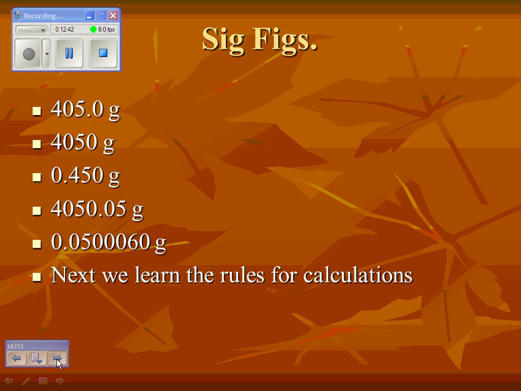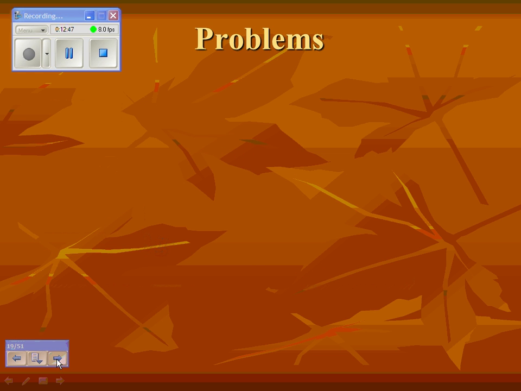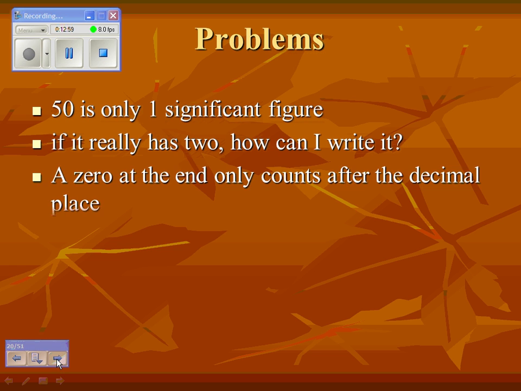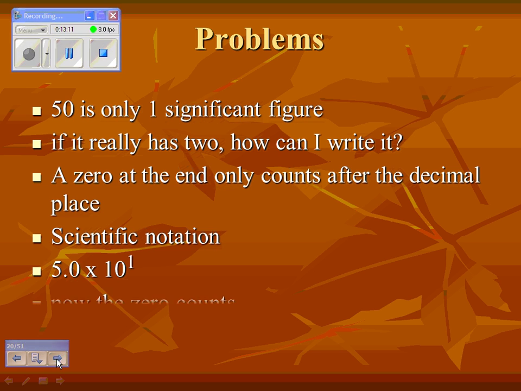Now we're going to look at significant figures whenever we're doing mathematical calculations. So if I have the number 50, which has 1 significant figure, and I need to show it as 2, then I can use scientific notation and show it as 5.0 times 10 to the first. Now that 0 will count because of the decimal point.